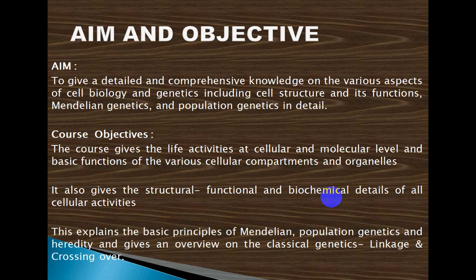Now there are certain aims and we have certain objectives for this course. It gives you detailed and comprehensive knowledge on the various aspects of cell biology and genetics, including cell structure and its function, Mendelian genetics, and population genetics in detail. With the objectives, it will give the life activities at cellular and molecular level and basic functions of the various cellular components and organelles. It also gives the structural, functional, and biochemical details of cellular activity. This explains the basic principles of Mendelian population genetics and heredity and gives an overview of the classical genetics of linkage and crossing over.